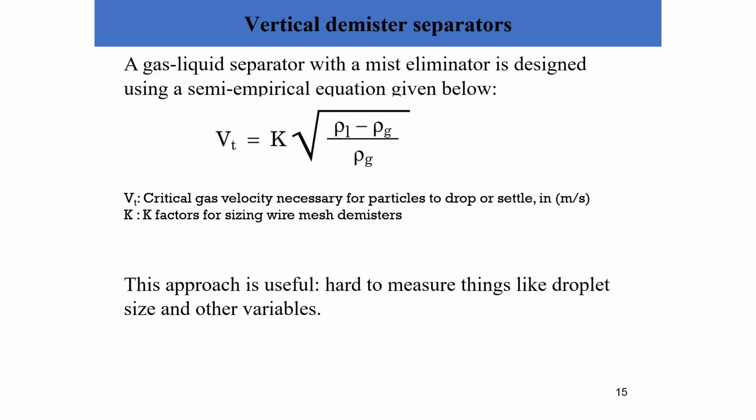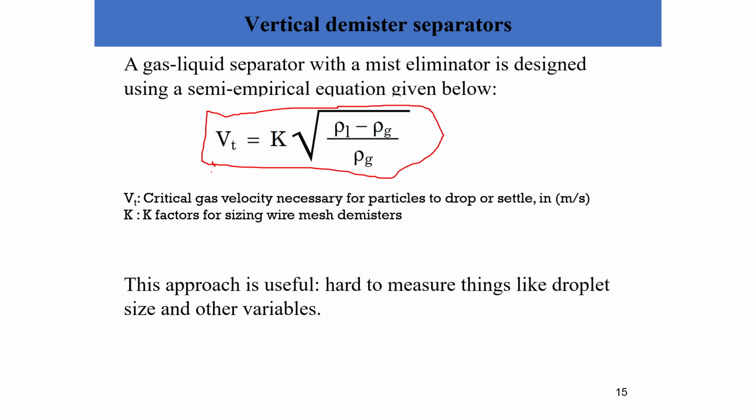The design equation to design a vertical separator with mist extractor is very simple. You can simply find the critical or the terminal velocity to be equal to K, which is a new constant, and this constant factor is what we call the K factor for sizing the wire mesh, multiplied by the square root of the difference in density between the liquid and the gas, divided by the density of the gas.